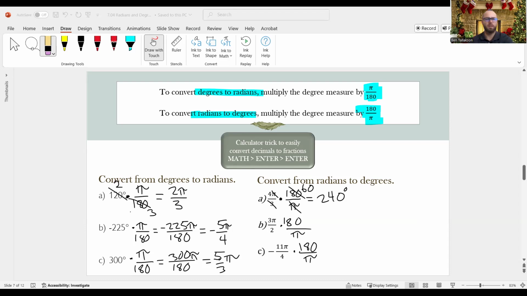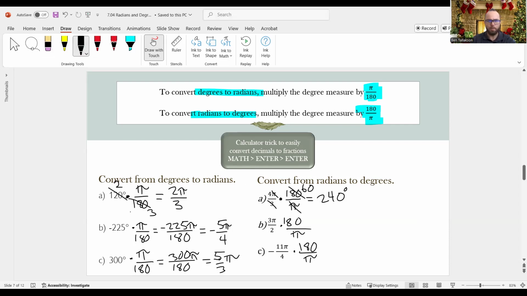Let's see if I can quickly figure out how to do that. 300 divided by 180. I see the decimal. Oh, there's literally a button right next to your answer where it converts from decimal to fraction. That's very nice. Okay, well, let's keep going.